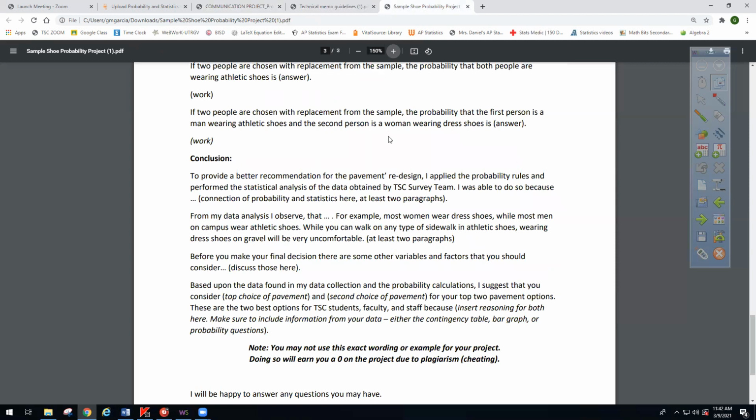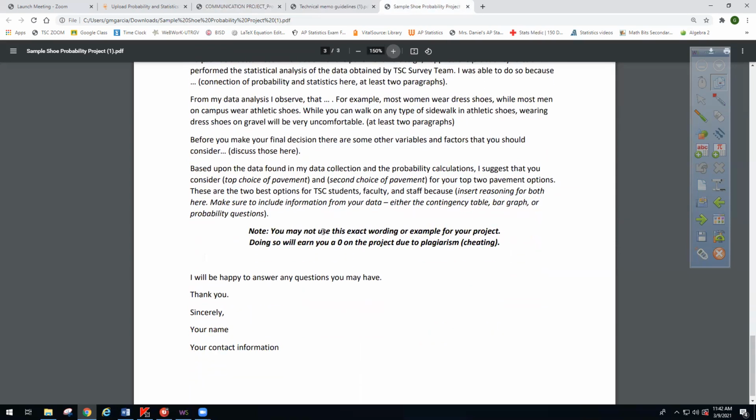Okay, again, here, note you may not use this exact wording or example for your project. Doing so will earn you a 0 on the project due to plagiarism or cheating. At the end, I will be happy to answer any questions you may have. Thank you sincerely, your name and your contact information. If you just want to make up a number, that's fine. You can make up a number. You don't have to give me your exact real number, but you can just make it up here.